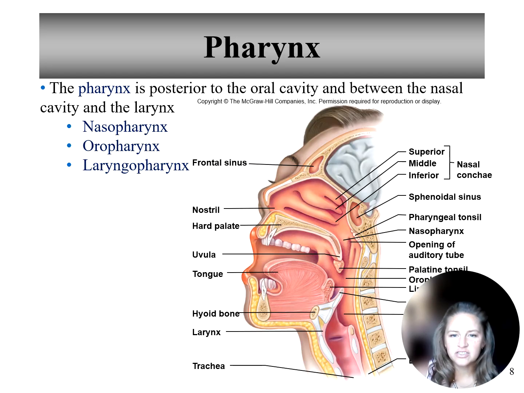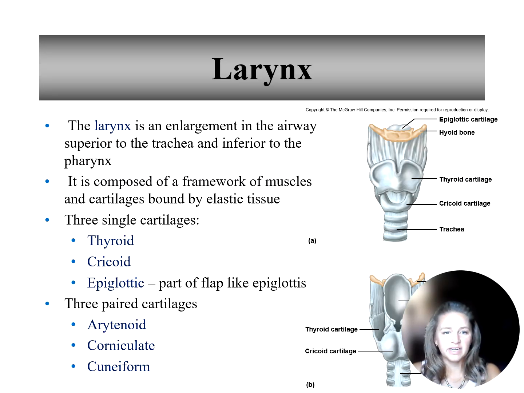And then the next structure that we'll need to talk about is called the pharynx. The pharynx is posterior, behind the oral cavity, between the nasal cavity and the larynx. So back here, it's separated into three main structures: the nasopharynx, the oropharynx, and the laryngopharynx. So all back here.